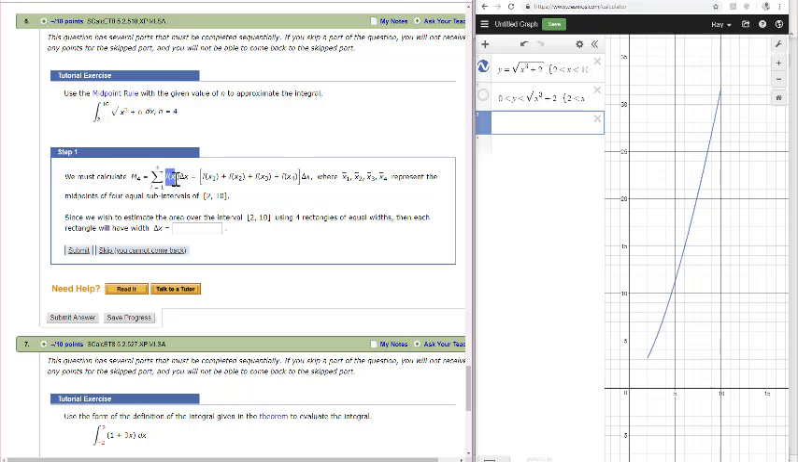And what we want to do is essentially add up 4 rectangles. The base is going to be delta x. We'll figure out the base in a minute. And the heights are going to be the function evaluated at the middle of each subinterval, where x sub 1 bar, x sub 2 bar, x sub 3 bar, and x sub 4 bar represent the midpoints of the 4 equal subintervals from 2 to 10.